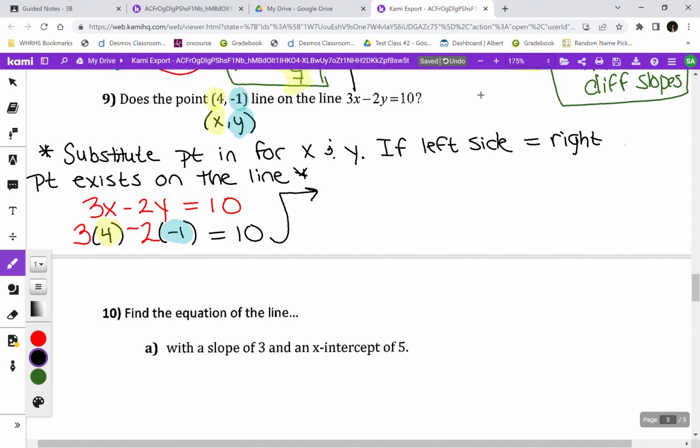So let's go here. 3 times 4 is 12. What's -2 times -1? Positive 2. Does that equal 10? Does 14 equal 10? No. So does the point exist on the line? No.